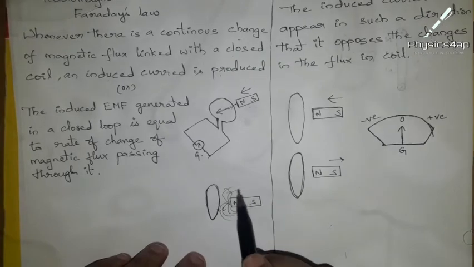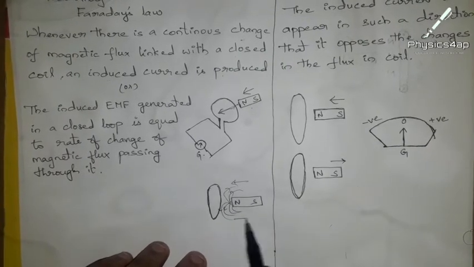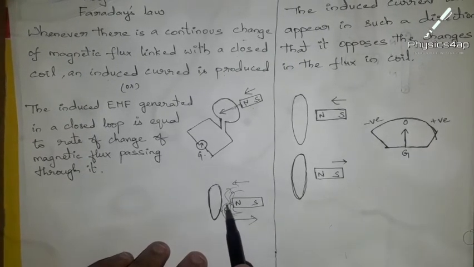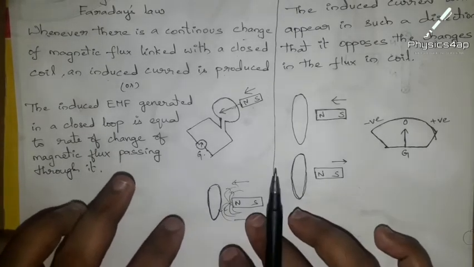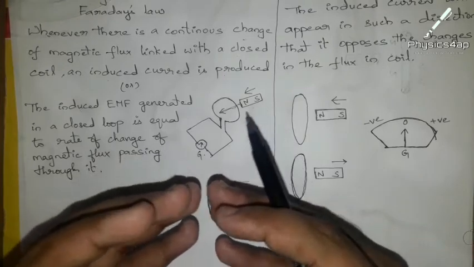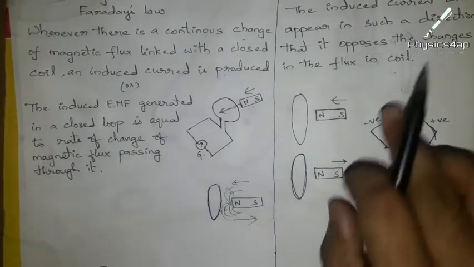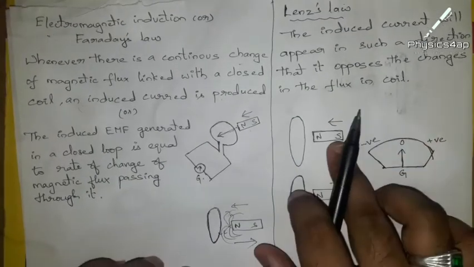And again, when you remove it backward, the magnetic flux is again linked with the coil, and again the charges try to move in the opposite direction. That opposite direction we will see in Lenz's law.